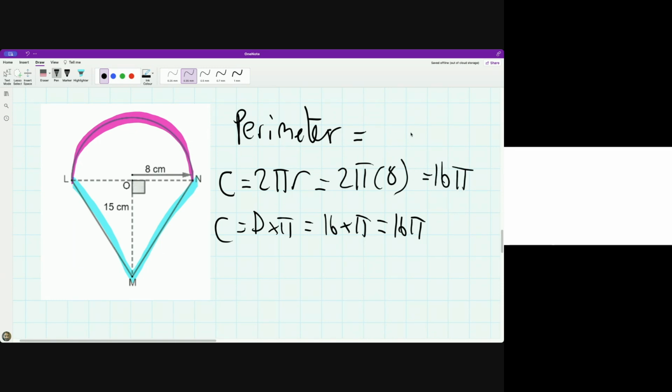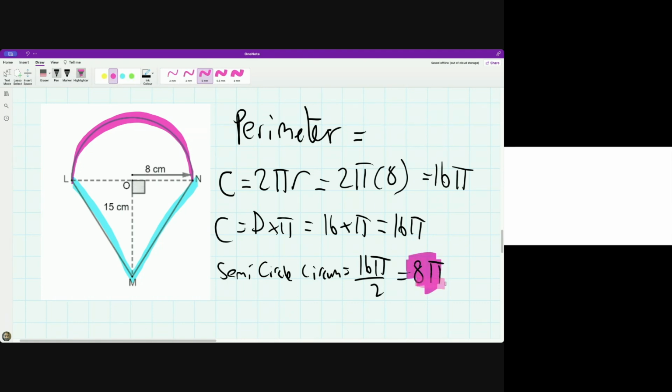So both of these would give you 16 pi, but there's one important thing I've forgotten. 16 pi is not the pink bit. The pink bit, the semicircle circumference, is going to be 16 pi divided by 2, which is 8 pi. So that is the pink circumference bit. Now, I need to figure out this blue stuff.